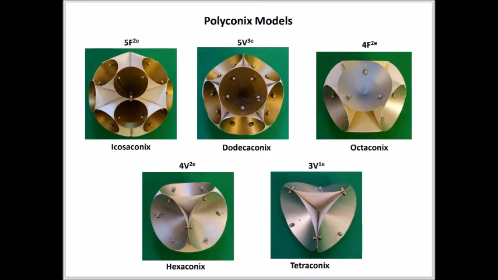There's a dodecaconix, which is an arrangement of 12 cones. The octaconix is an arrangement of 8 cones. The hexaconix is an arrangement of 6 cones. And the tetraconix is an arrangement of 4 cones.